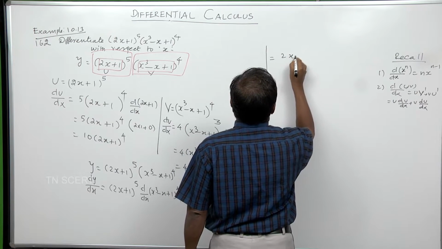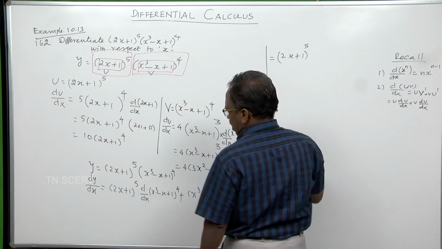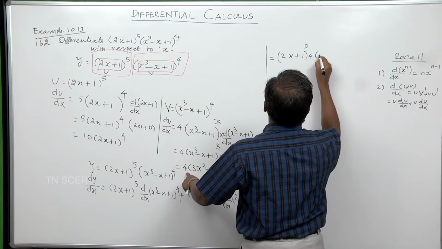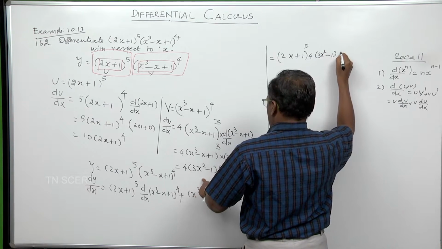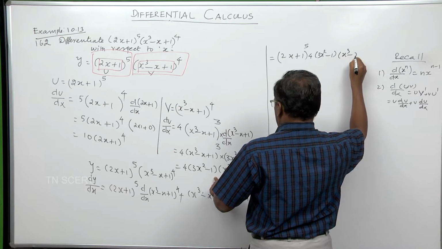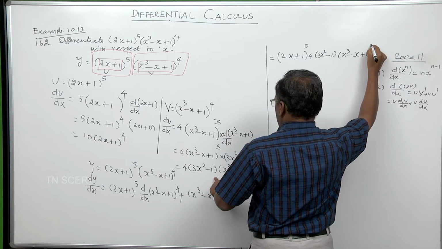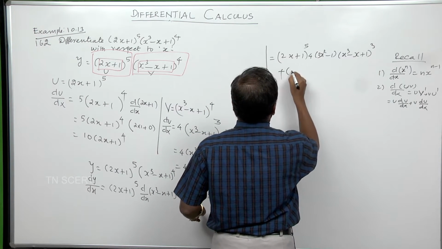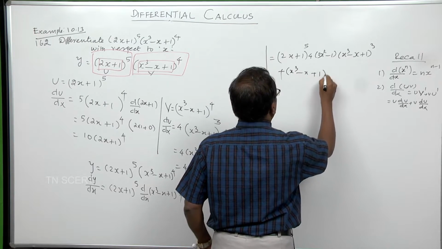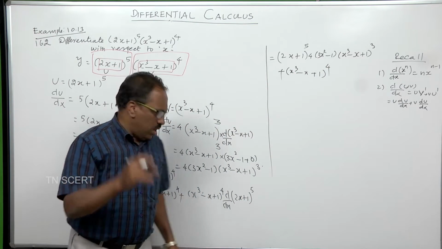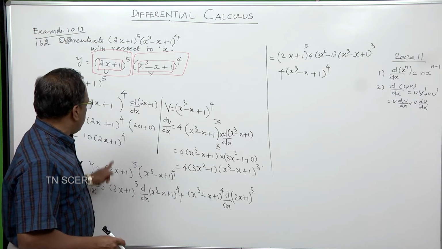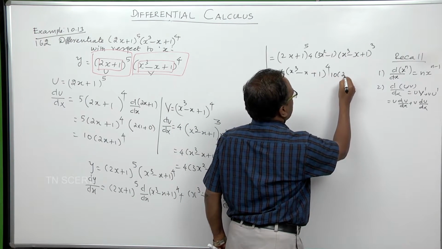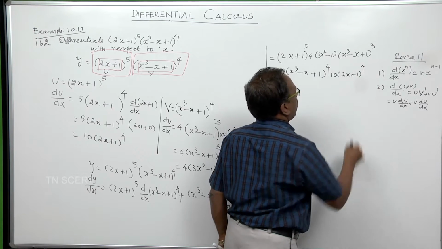So 2x plus 1 whole power 5. Is it clear? Yes. For this we have differentiated, and you just substitute 4 into 3x square minus 1 and then x cube minus x plus 1 whole cubed, plus this term x cube minus x plus 1 whole power 4, and its differentiation is 10 into 2x plus 1 whole power 4.